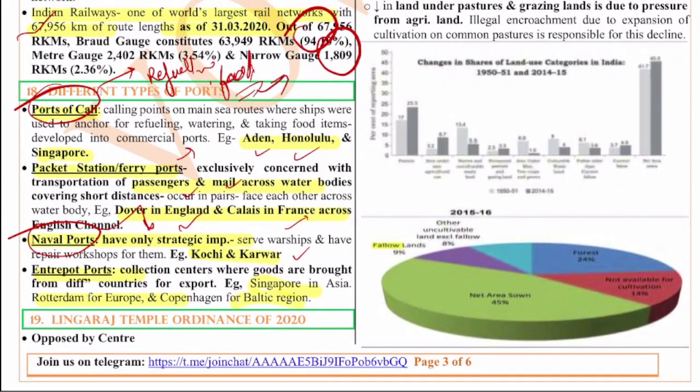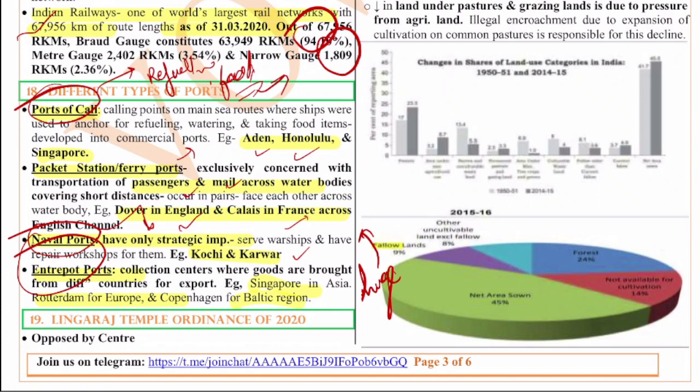Next, the entrepot port. Entrepot port means this is the port where huge ships come and dock, and from these huge ships the cargo is then sent to other small ports. That is called an entrepot port, because small ports cannot handle huge ships. These huge ports are built at a few places. There these huge ships will unload the cargo onto smaller ships, and these smaller ships will take this cargo to smaller ports. That is called an entrepot port.